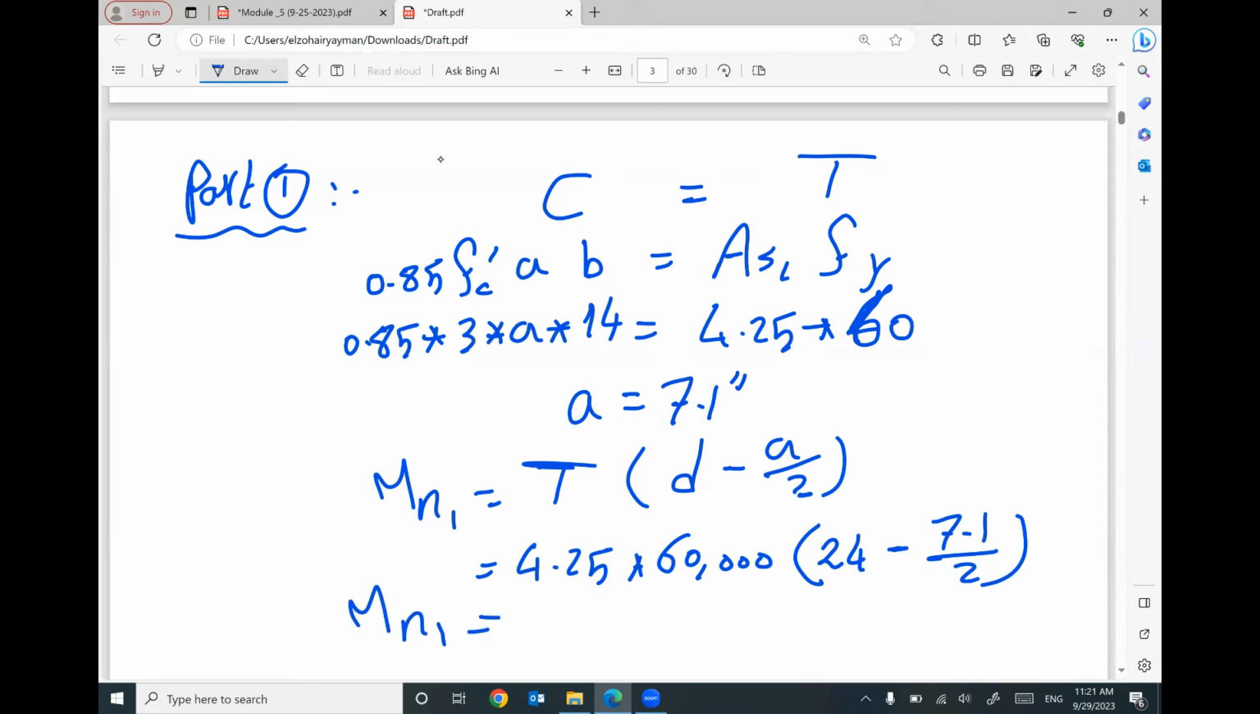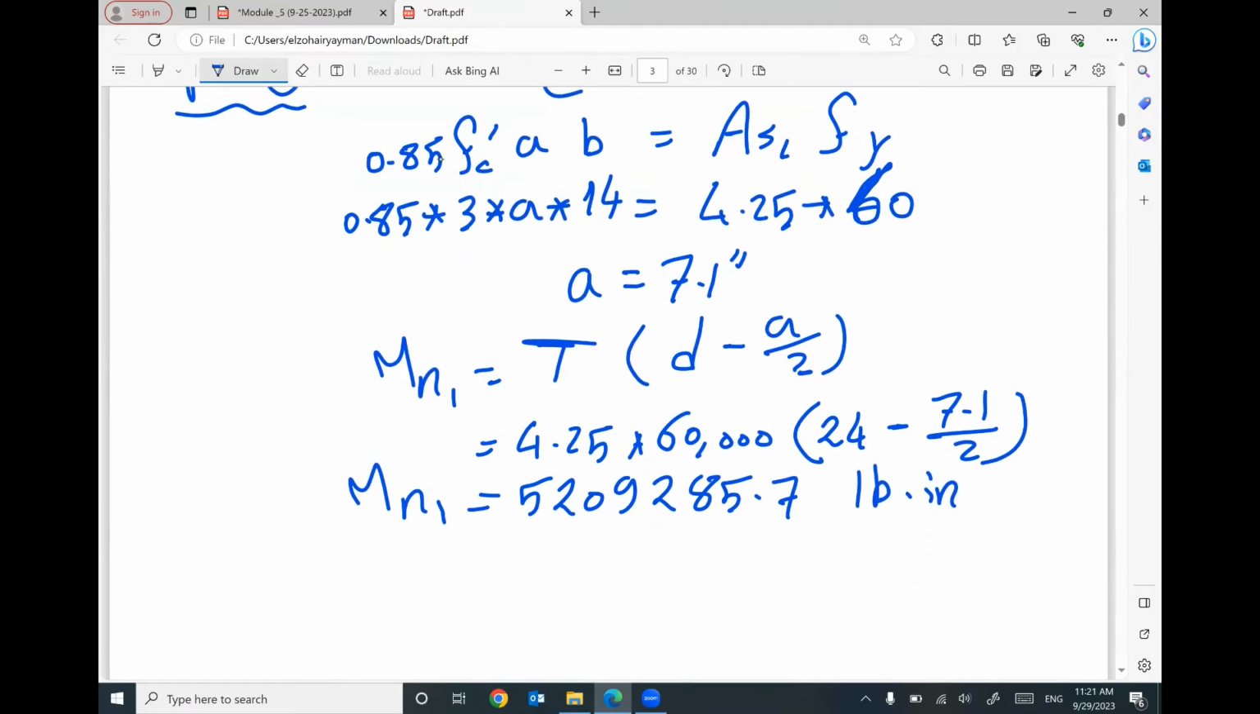It will be a very big number because it will be in pound. Just a moment. Times 60,000 times 4.25. I got 5209285.7 pound inch. I can divide this number by 12,000. It will give you 434.1 kip foot. This is the contribution of part number 1, MN1.